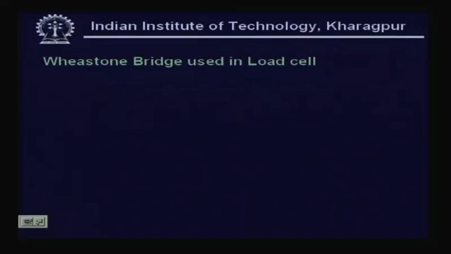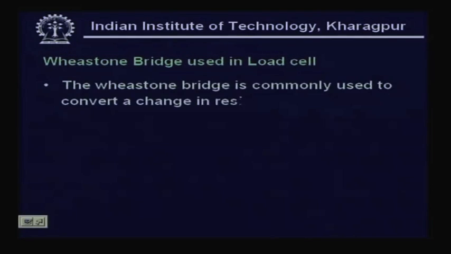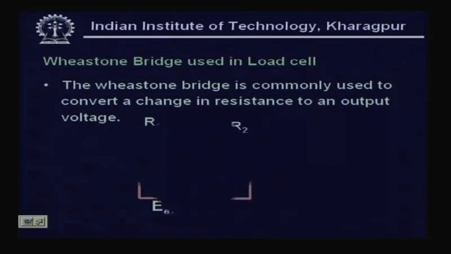Now, as I told you, you will basically use a Wheatstone bridge in the load cell. The Wheatstone bridge is commonly used to convert a change in resistance to an output voltage, that we have seen in the case of the simple balanced Wheatstone bridge. So, here we will use the unbalanced Wheatstone bridge.